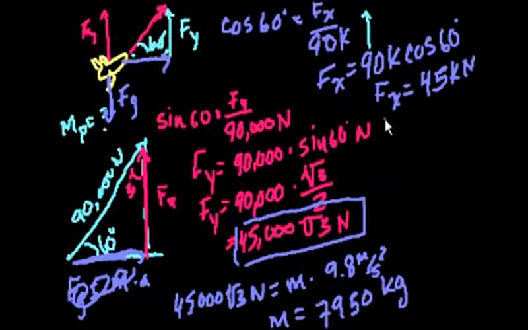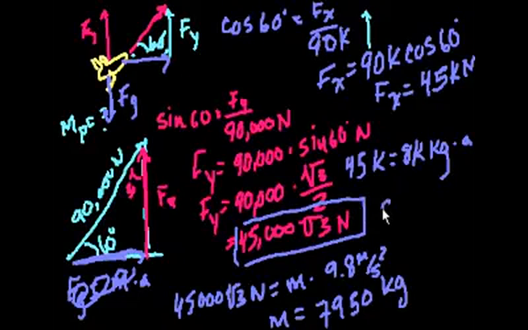And so how fast is it going to be accelerating in the x direction? Well, we know its force. The force is 45,000. I'll ignore the units for now. We know its mass. Let's just round. Let's just say this is 8,000 kilograms. 8,000 kilograms times the acceleration. So the acceleration is going to be 45,000 divided by 8,000. I'm just writing k instead of 3 more zeros.